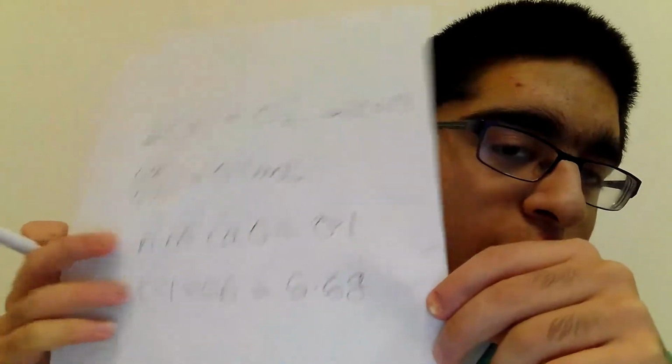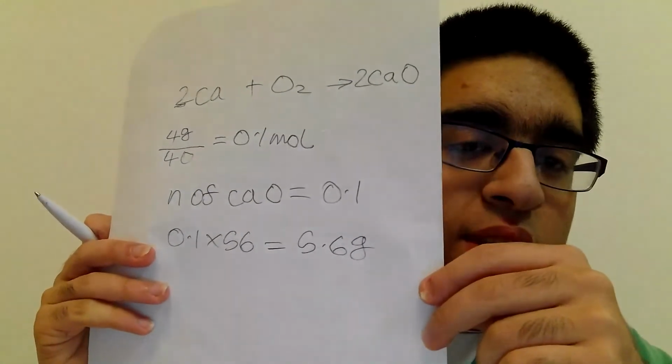Now, what's the relative formula mass of calcium oxide? Well, that of calcium is 40, obviously, plus 16 for the oxygen, so that's going to be 56. So that's actually going to give me 0.1 times 56, which is 5.6 grams. So that's how much calcium oxide I have now. I have 5.6 grams of calcium oxide. That's how much I can theoretically produce.